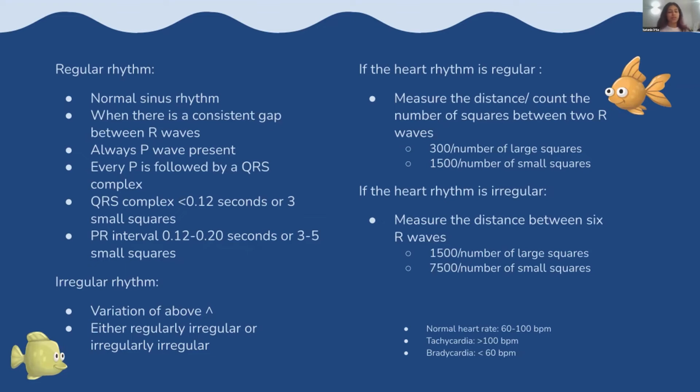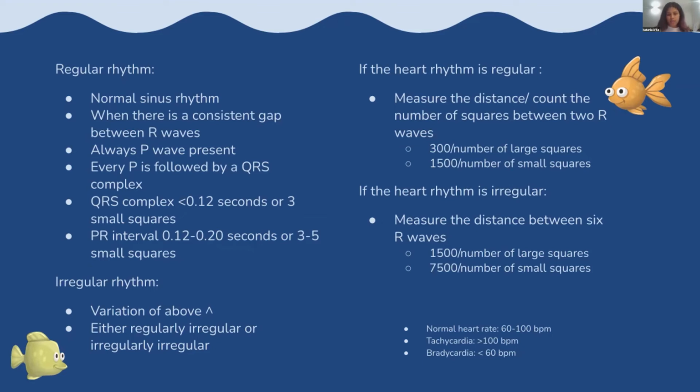In comparison to when your heart rhythm is irregular, because that way you're going to get 6 R waves, and you're going to do a similar sort of thing with different numbers here. So 1500 for large squares, 7500 for small squares, and you're more aiming for an average, because you're seeing that there's variation between each set. So always remember that when it's regular, you can just do it between 2 R waves, but if it's irregular, you need to get more of an average kind of response.